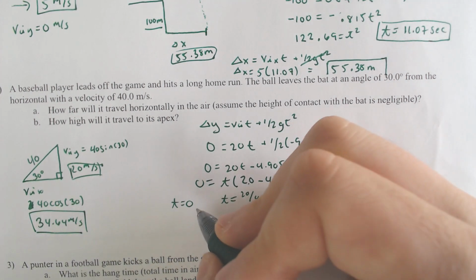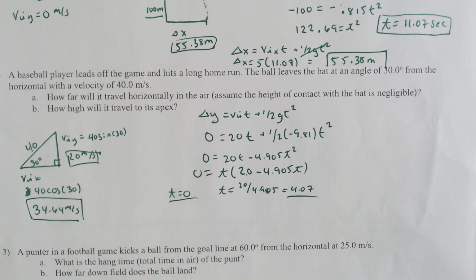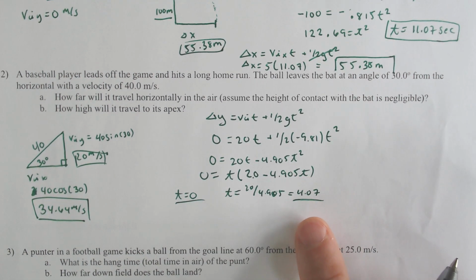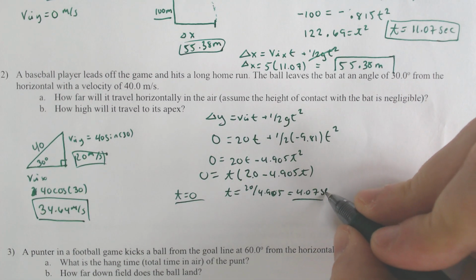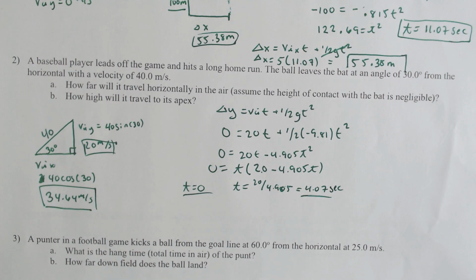Well, why does that make sense that it would be on the ground at a time of 0? Well, that would be when it was hit. Like the time it was hit, it was at the same height as it landed. And the other time, the more important time, would be the 4.07 seconds. All right? So with that in mind, we got the 4.07. Now what do we need to do with it?